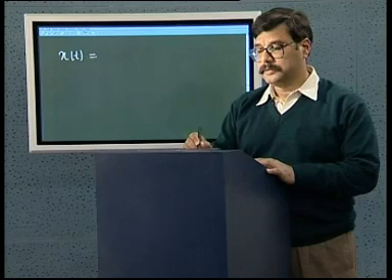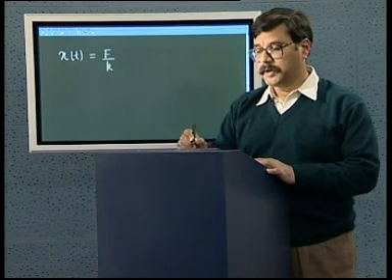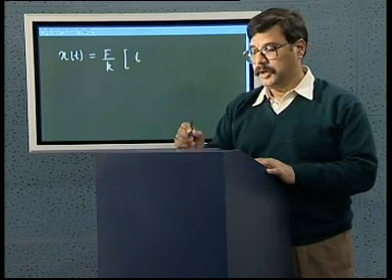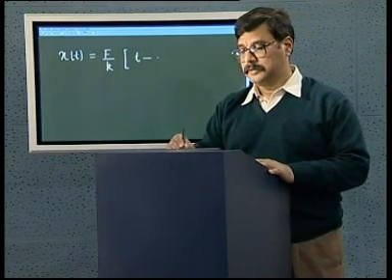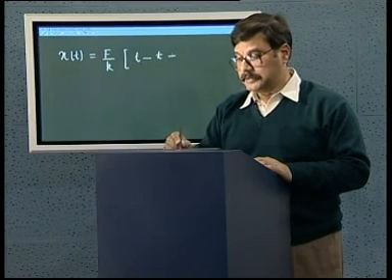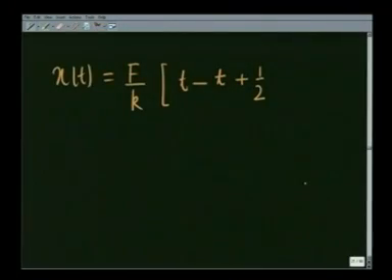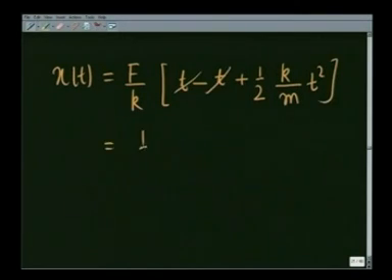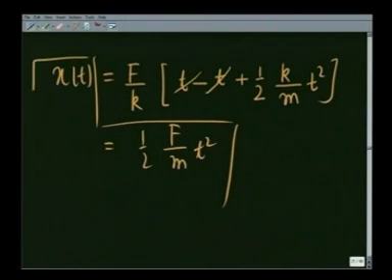x t equals F over K times t minus t plus 1 half K over m t square, which is nothing but your familiar 1 half F over m t square, which is the correct answer in the limit of K going to 0.